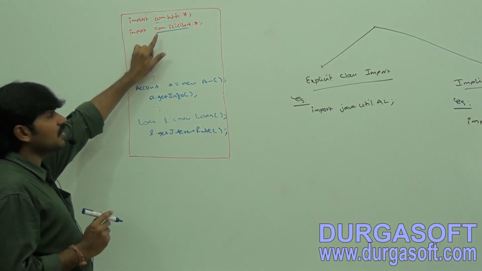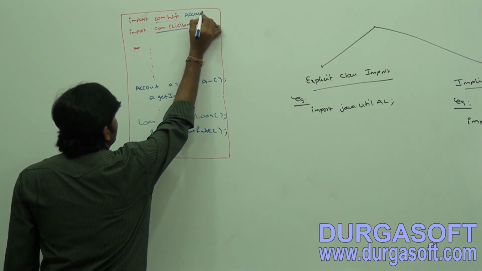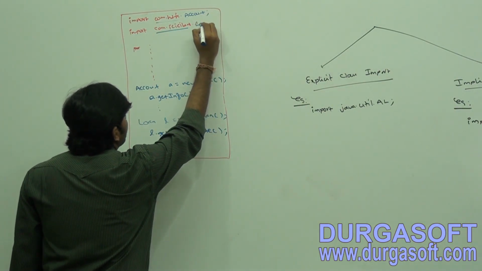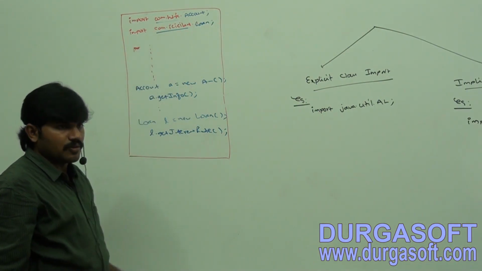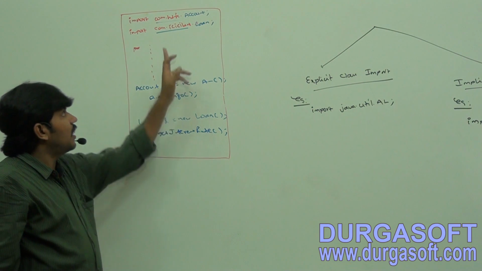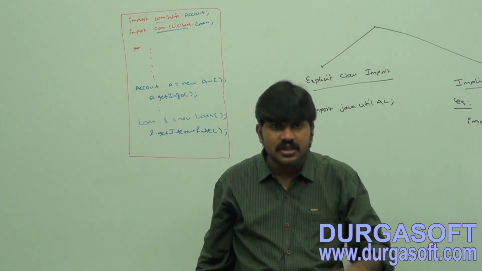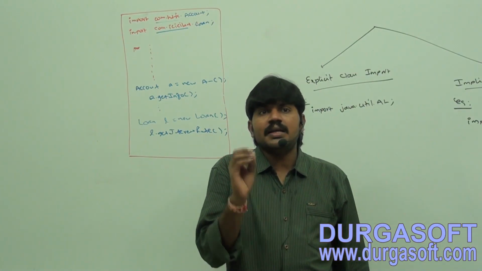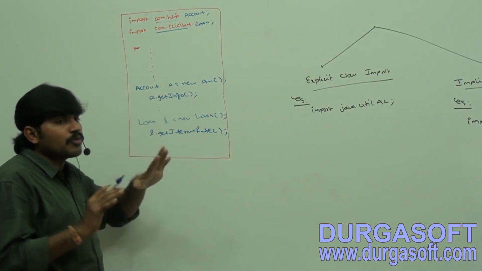Very simple. Instead of this, I am taking com.hdfc.Account and com.icici bank.Loan. If I write it like this, can you tell where the loan class is present? Inside com.icici bank, the loan is available. Can you tell where the account class is available? Inside com.hdfc. So is it more readable than the dot star convention or not? That's why it is highly recommended to go for explicit class import, because it improves the readability of the code.